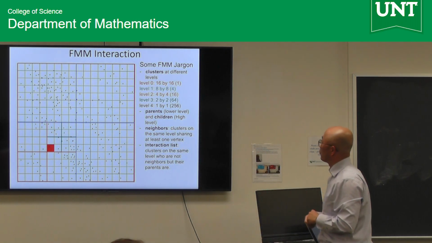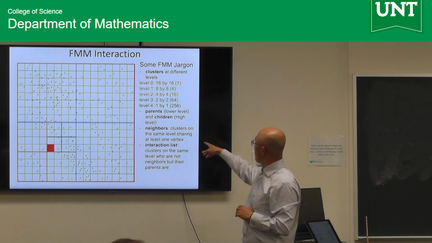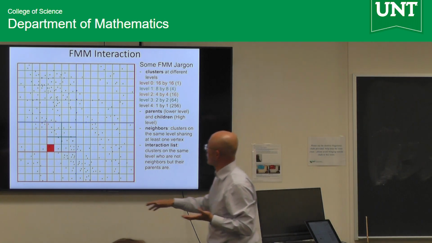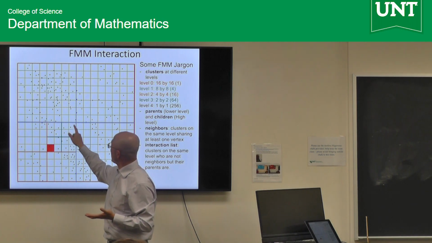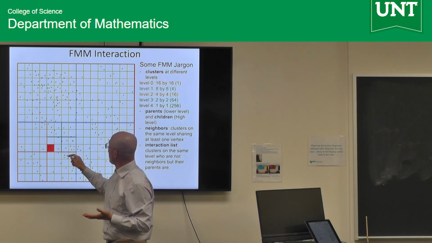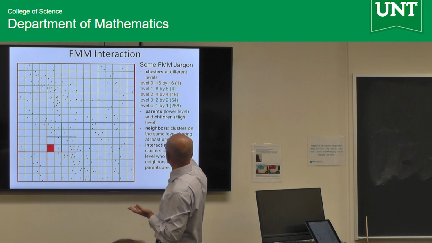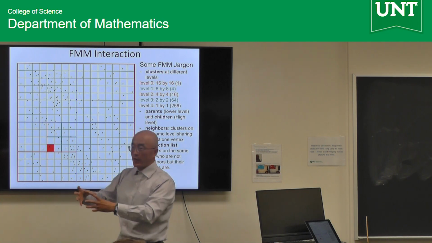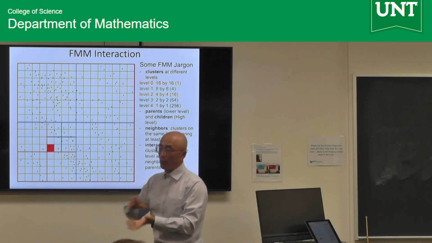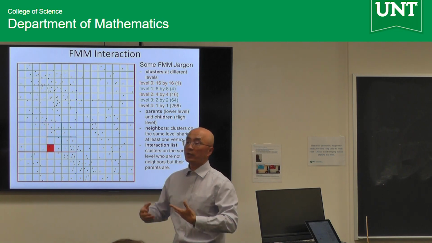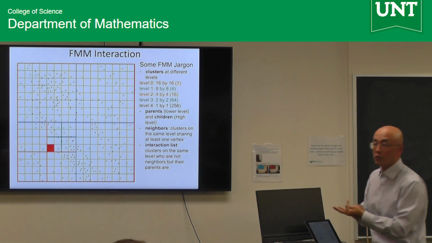And neighbors, so basically it's clusters on the same level sharing at least one vertex. So this one and this one are neighbors. They need to be at the same level, so basically the same size. As long as they share at least one vertex, they are neighbors. So you know the parent-children relation.